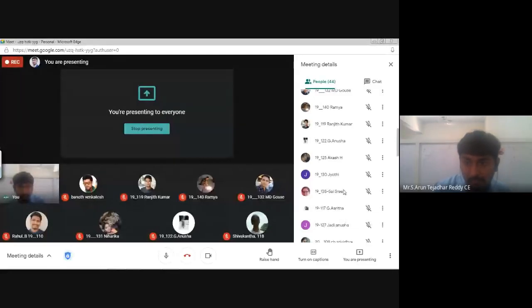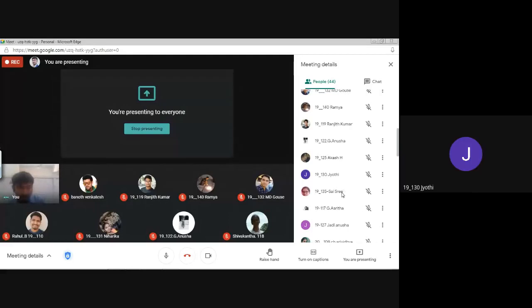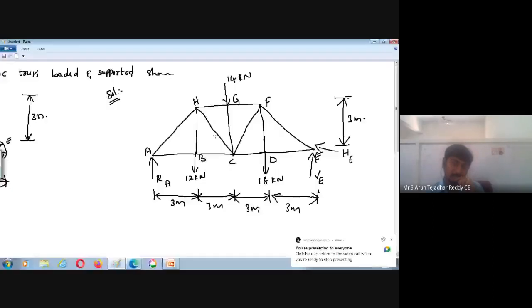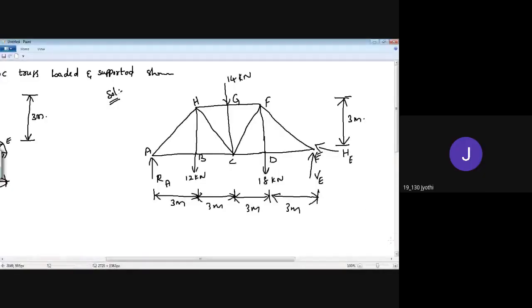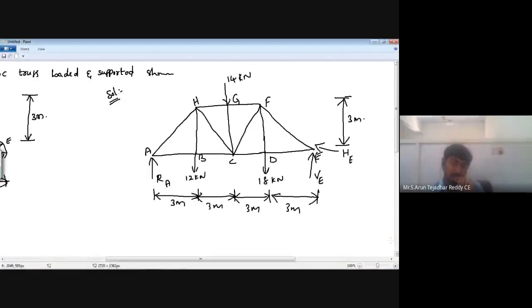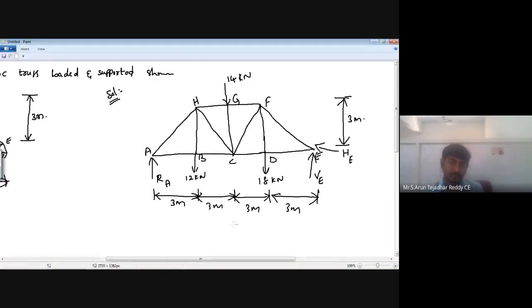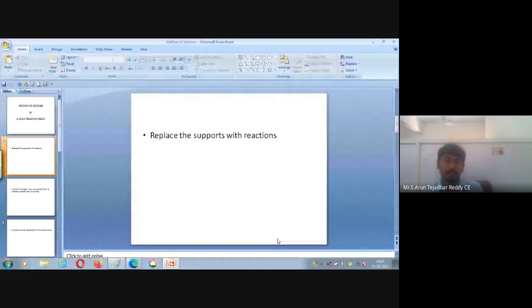One 30 Jyoti. Yes, sir. This diagram part is completed or not? Completed, sir. 135 Sai Sri. Completed, sir. Okay.